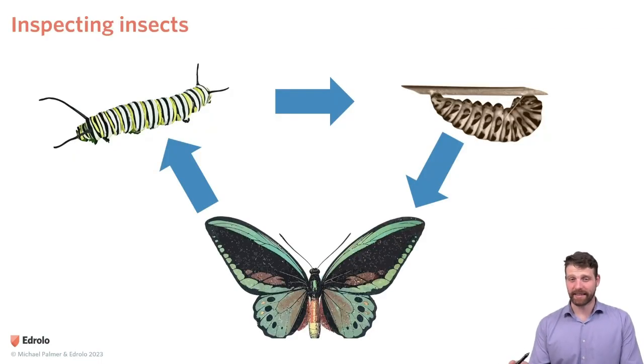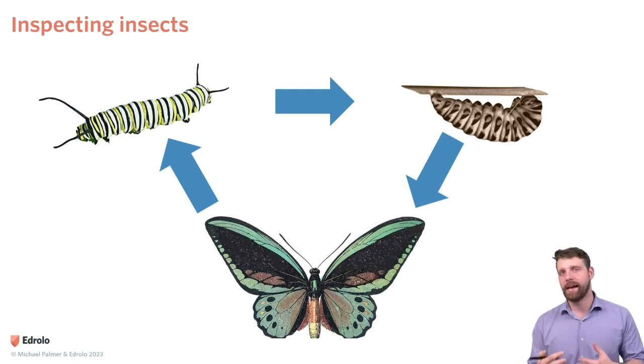Today we're inspecting insects. Today's lesson is about observing trends within a population. We can use matrices to model different groups, and these groups could be caterpillar, cocoon, and butterfly. So let's jump in and check it out.